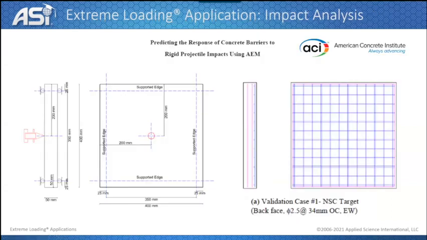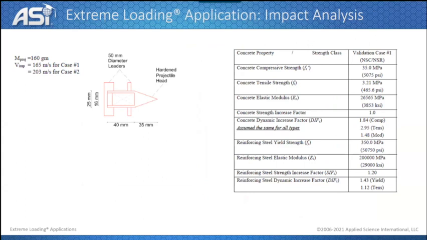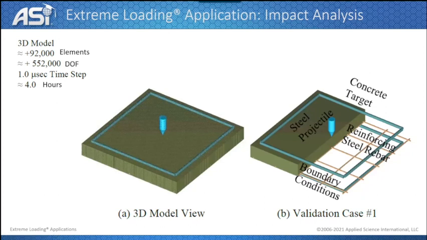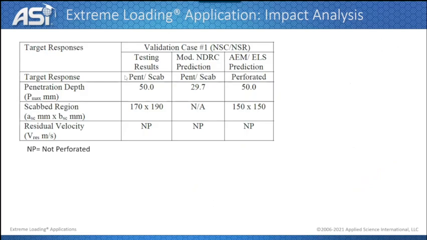Impact analysis. We have here a slab subjected to an impact load from a projectile traveling with a velocity of 165 meters per second. And this projectile is going to impact the slab. We see here from the testing that the projectile is going to penetrate the slab, but it is not going to perforate from the other side. And the damage region here is 170 by 190, and the penetration depth was 50 millimeters, exactly the depth of the slab.